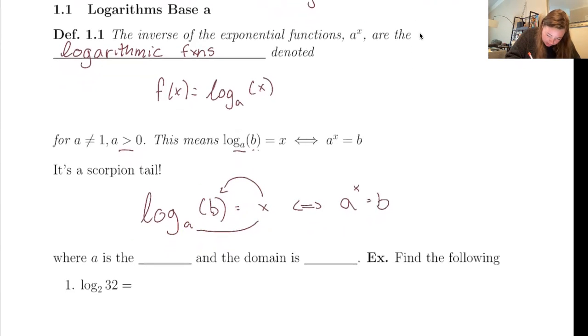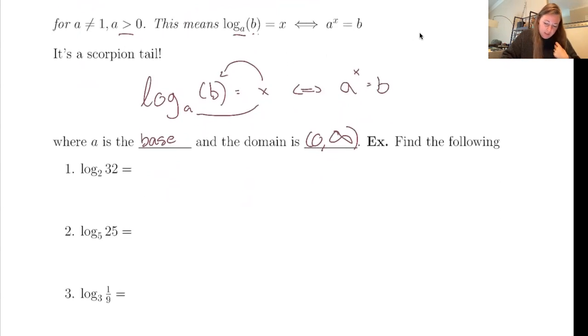Where a is the base, the domain is from 0 to infinity. I can't put in a negative value right here because I might not be able to get a negative value, right? We talked about a, it can only be greater than 0. So no exponent I apply to a positive number is going to make that number negative. That is not possible. That's why I can only plug in positive numbers here.